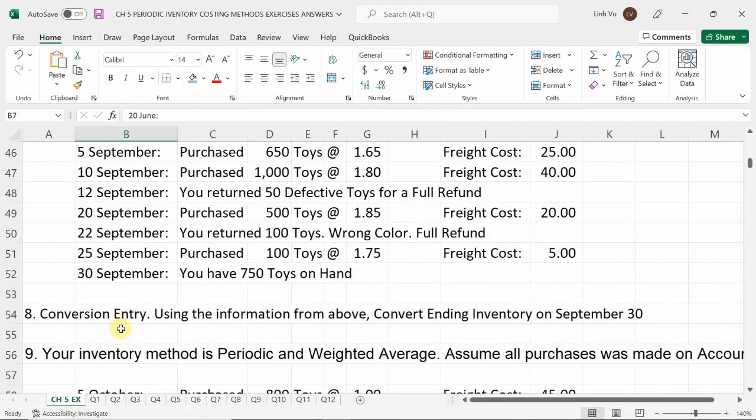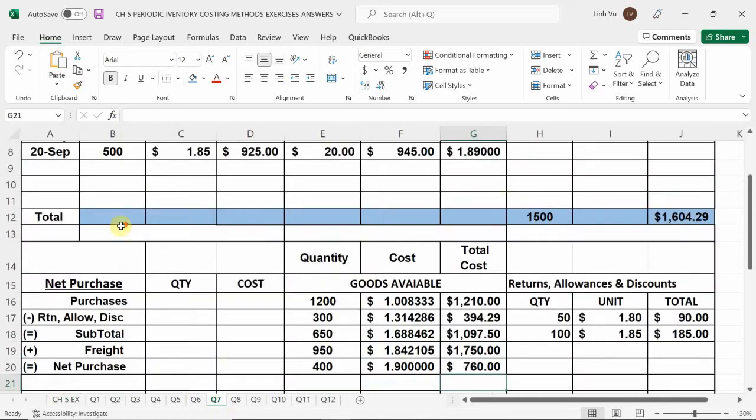Lastly, on September 25th, we end up purchasing 100 toys at $1.75 with the freight costing $5. Okay. So 100 toys at $1.75 with a freight of $5. And then right here, you automatically can see that on September 30th, you end up having 750 toys left on hand. So in this case, that means the batch that we purchased here on September 25th, nothing was wrong with that one.